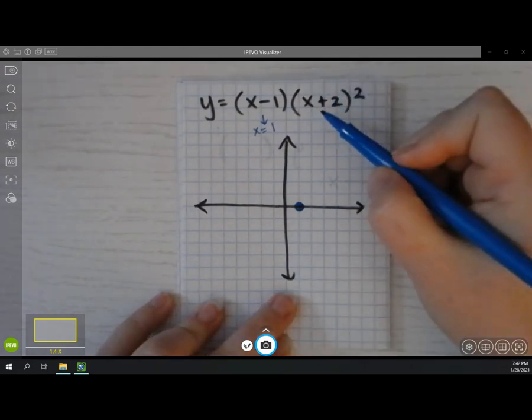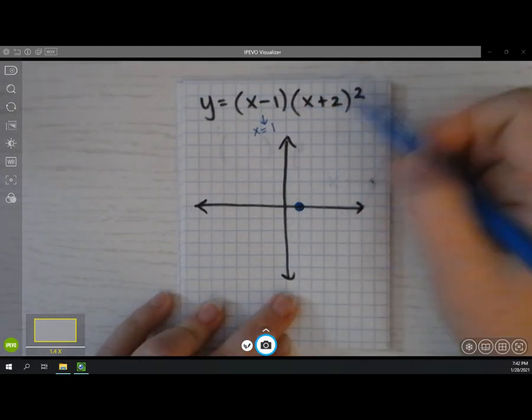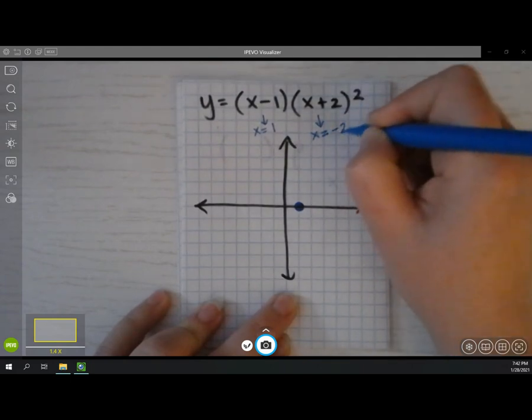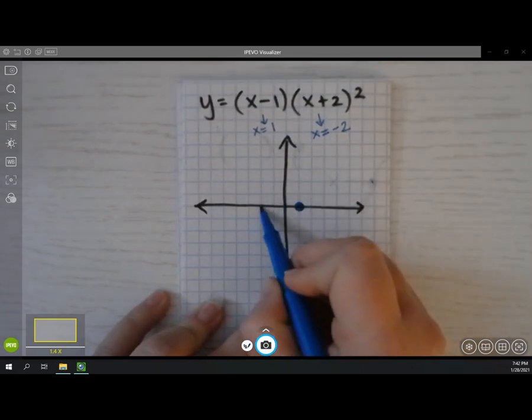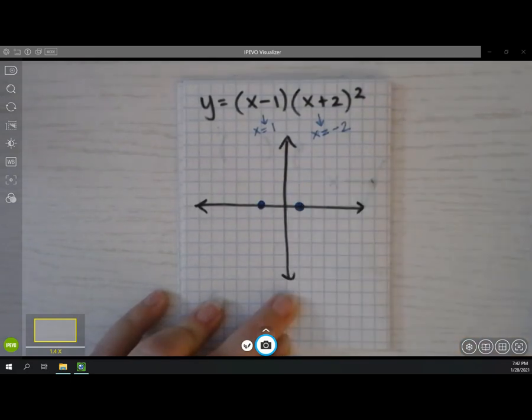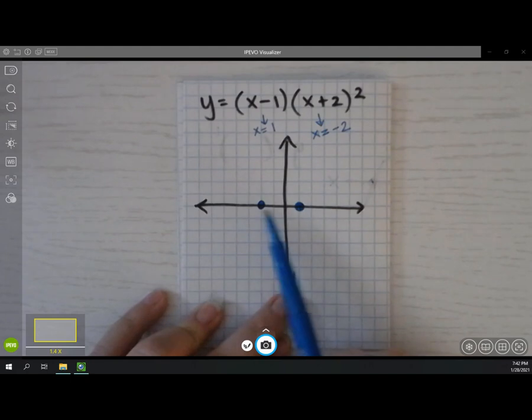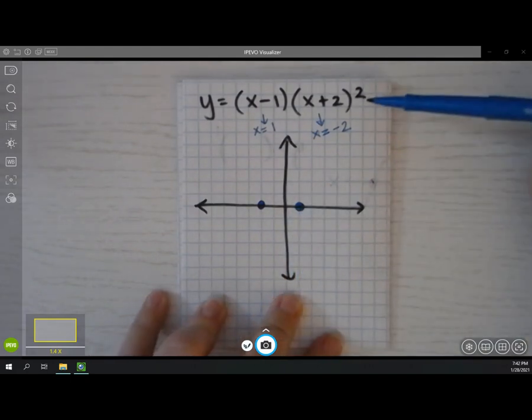My next parentheses says x plus 2. When I want the solution, it's going to change to a negative 2. So I'm going to go negative 1, negative 2, and make my dot. Two factors, two dots, or two solutions. Now, I'm going to look for crossings and bouncings.